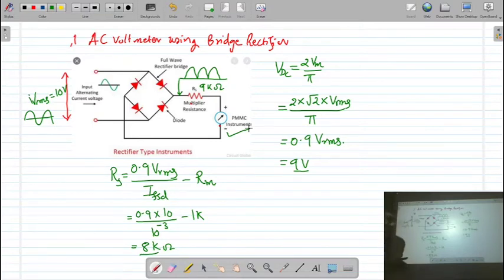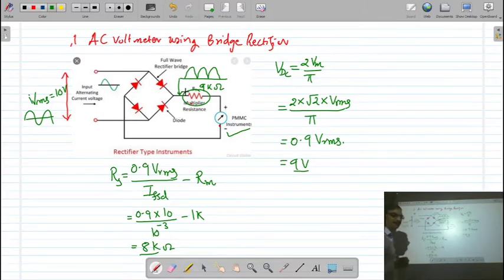So here in both the types of the rectifier circuit, we have to change a series resistance, and the value of the series resistance is going to be decreased, so the sensitivity is increasing. So in this way we can measure the AC voltage.